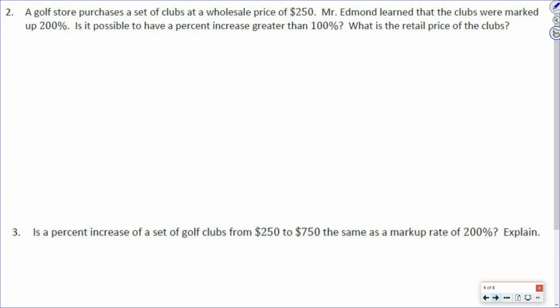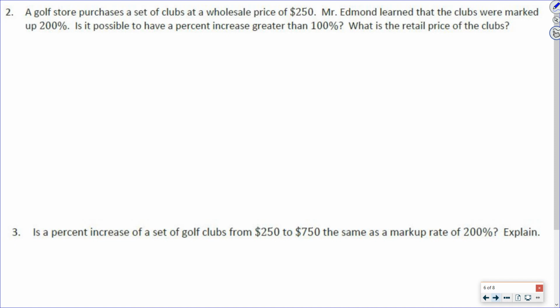All right, so a golf store purchases a set of clubs at a wholesale price of $250. Mr. Edmond learned that the clubs were marked up 200%. Is it possible to have a percent increase greater than 100%? Yes, there are many times where you'll see percent increases greater than 100%. It just means that if it's 100%, we're increasing it by 1 times. If it's 200%, we're increasing it by double.